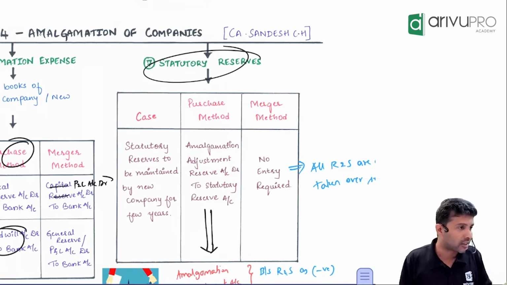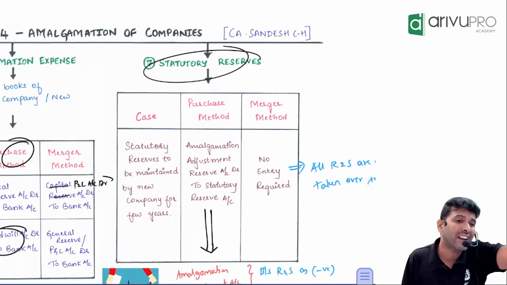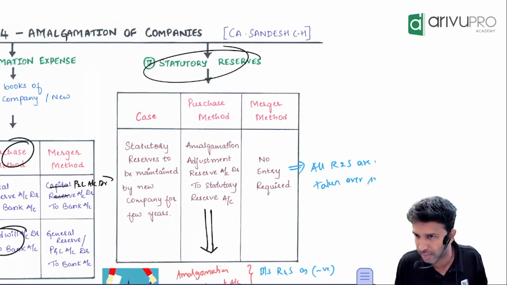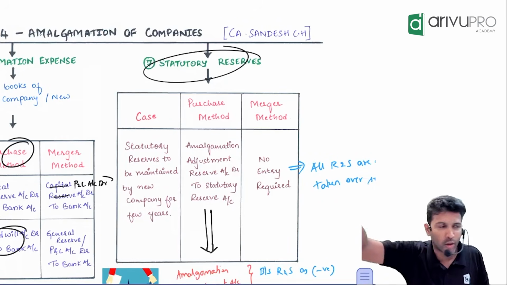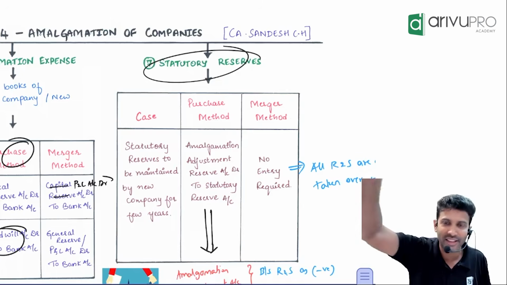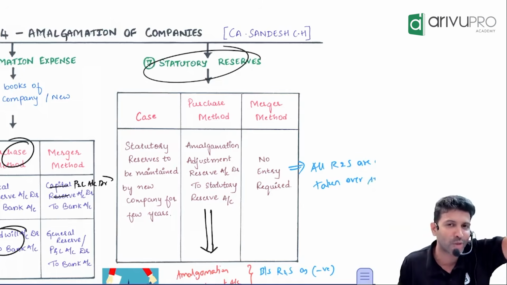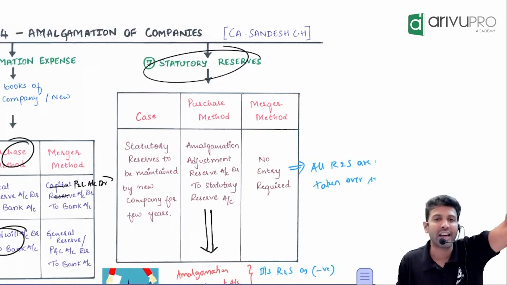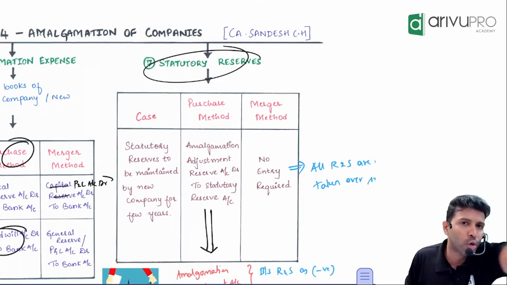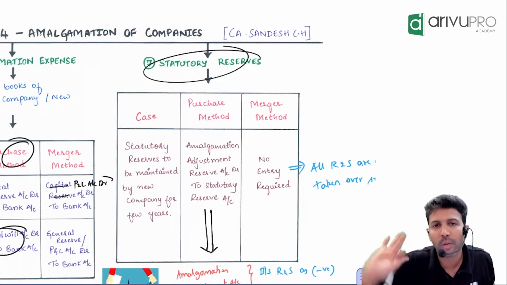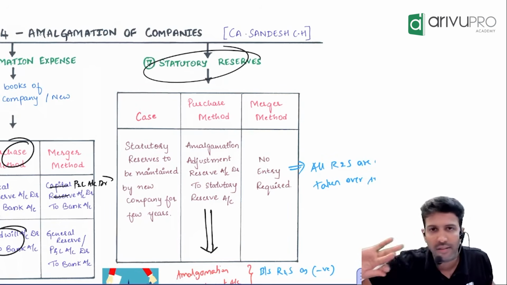Under purchase method, we take over only what? Assets and liabilities. We don't take over reserves. Let's say ArivuPro has 1 crore reserves, I'm just saying, don't go out and spread rumors. General reserve, we have 1 crore. You purchased ArivuPro. What will you do with that 1 crore general reserve?